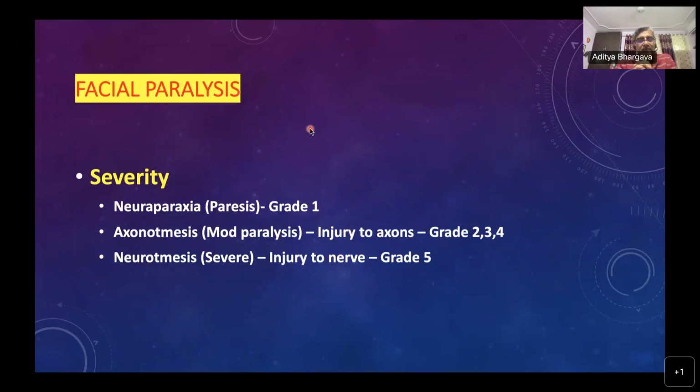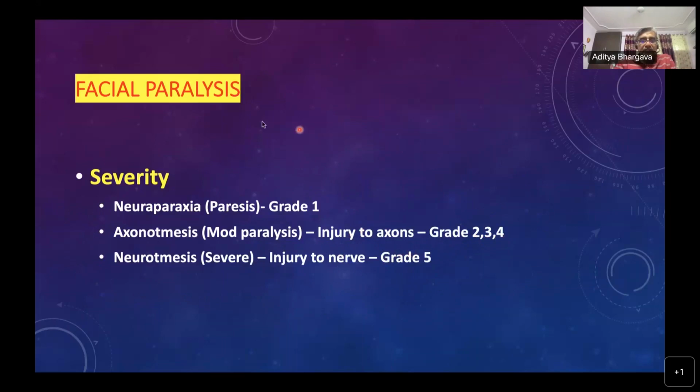Facial paralysis can be, according to the severity, of 3 types. Neurapraxia, which is the partial paralysis, graded as grade 1. Axonotmesis, that is moderate paralysis, where there is a little deeper involvement of the facial nerve and injury to axons, is grade 2, 3, and 4. And neurotmesis, that is complete severing of the facial nerve, a grievous injury to the nerve, is grade 5.